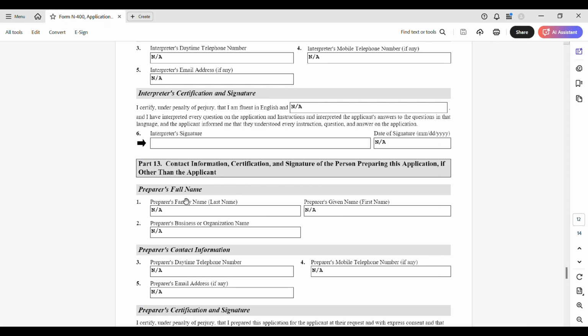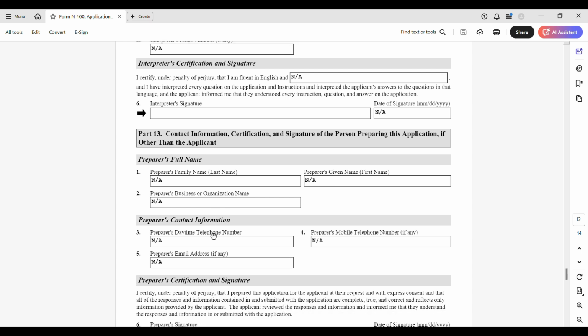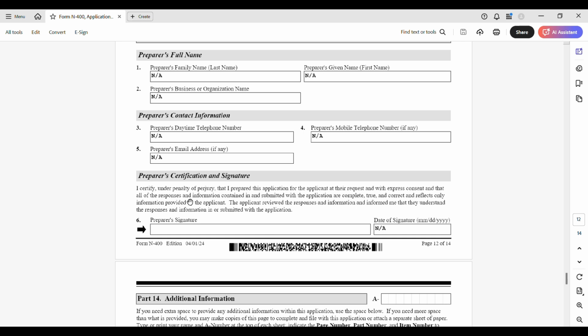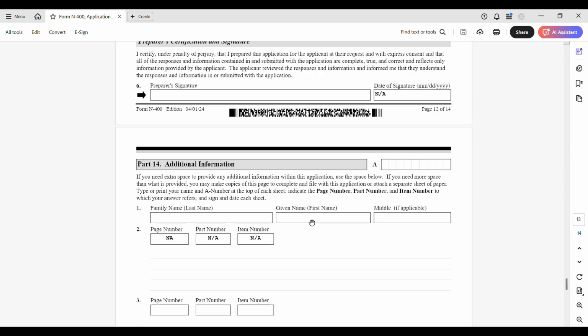Preparer's full name. So preparer in this case is referring to someone other than the applicant. So if you had someone else prepare the form for you, then you would want to put their information here. Since this applicant did not use a preparer, that is why we indicated not applicable in these spaces. Again, once the form is printed, you are going to place NA in this section. Part 14 is additional information.